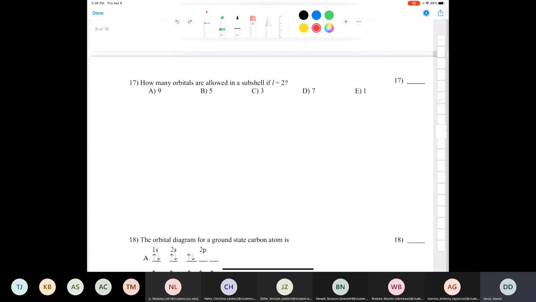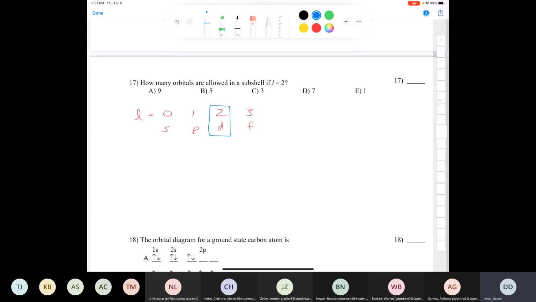All right, number 17. How many orbitals are allowed in a subshell if l is equal to 2? Well, this one we know about orbitals. When we have l equal to 0, 1, 2, 3, we have s orbital, p orbital, d orbitals, and f orbitals. So we're dealing with a d orbital. How many types of orbitals do we have that are d orbitals? Right? We looked at them.